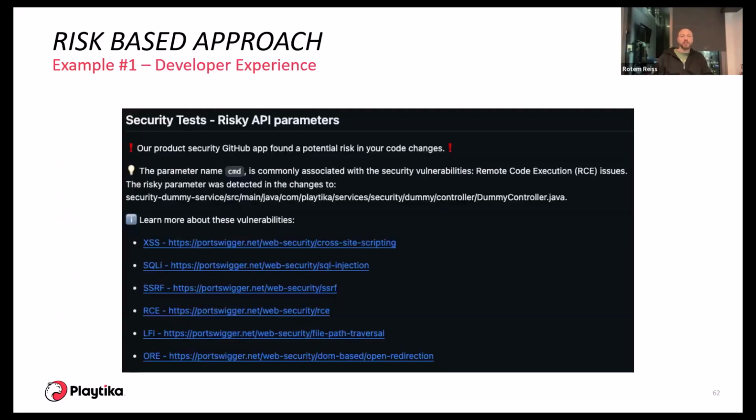This is how eventually it looks in GitHub to the developers. This is their developer experience. In this case, we're saying a product security GitHub app found a potential risk. Note that we are talking about a potential risk and not about a vulnerability in this case. The parameter name CMD is commonly associated with RCE vulnerabilities, and we're giving them some links to read more about that.